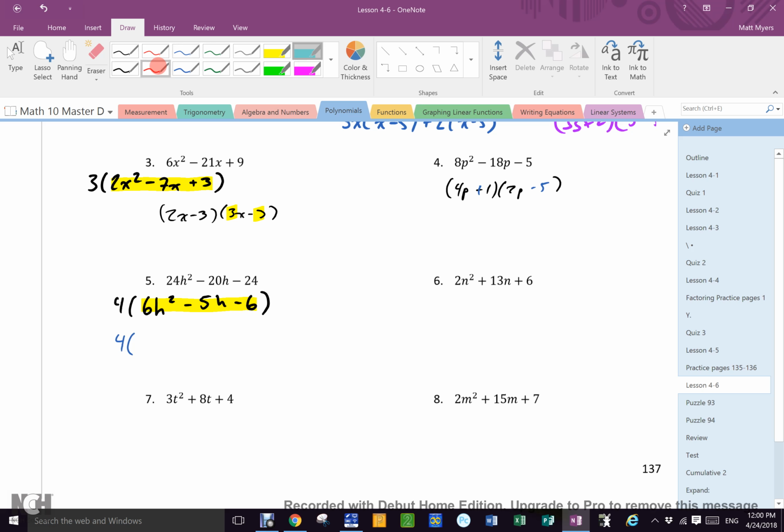Because what you had, Corey, was 4p minus 1 and 2p plus 5, right? Yeah. 4 times 2 is 8p squared. 4 times 5 is positive 20, right? 1 times 2 is negative 2. 20 minus 2 is positive 18. What did you need? Negative 18, right?